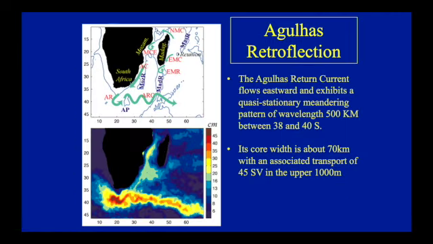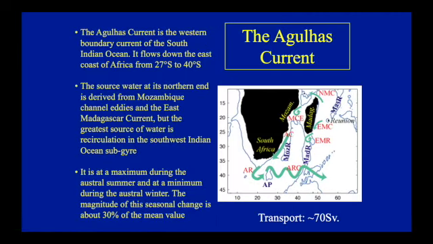So the Agulhas current is coming from the western boundary current, which is here. It flows from the east coast of Africa, north to south, and the strength is different between summer and winter. You have maximum during summer and minimum during winter. So it shows that during summer, somehow the monsoon creates a much stronger current system in the Agulhas.